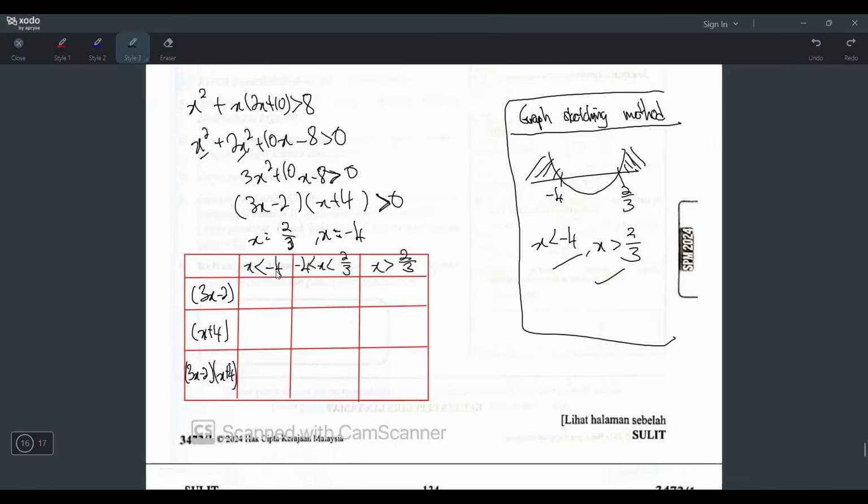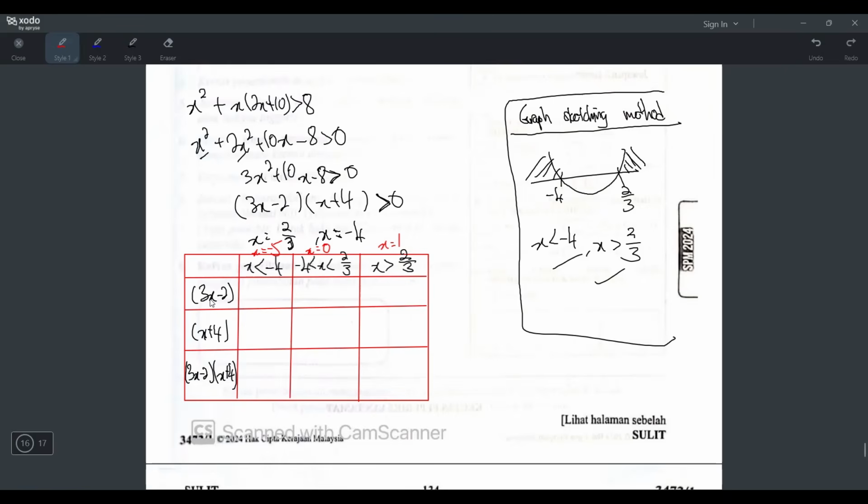So x smaller than negative 4, I can choose a number. Let's use negative 5. And then x between negative 4 and 2 or 3. Okay, let's choose a number between negative 4 and 2 or 3. I think 0 is fine. And then x bigger than 2 or 3, I will choose 1. Okay, bigger than 2 or 3. Just choose 1. Or you want to choose any number also can. 2 also can, 3 also can. Whatever. Just make sure it's bigger than 2 or 3.